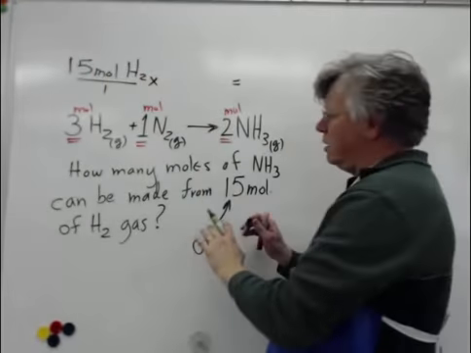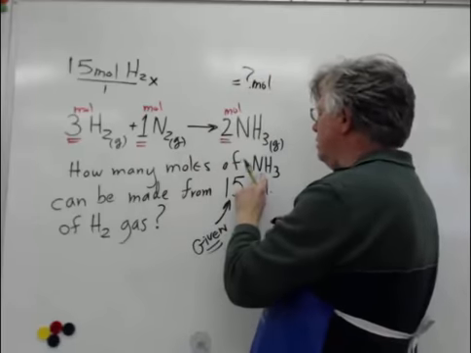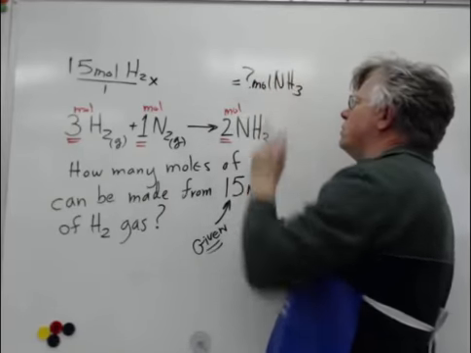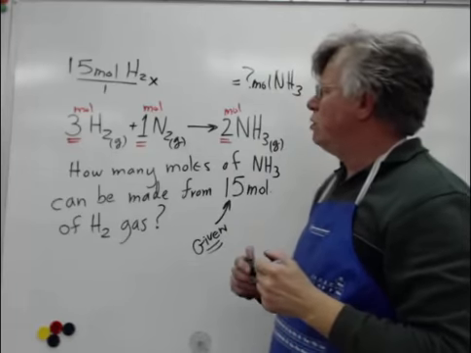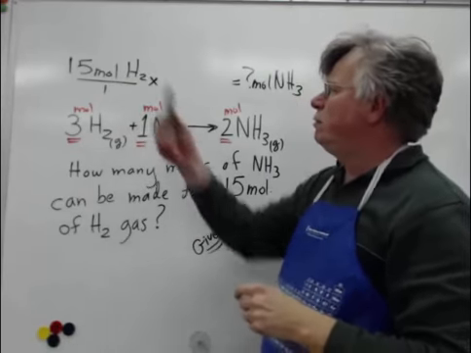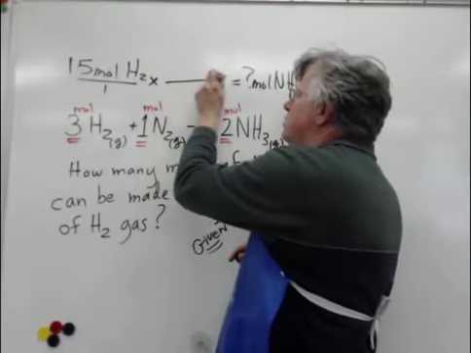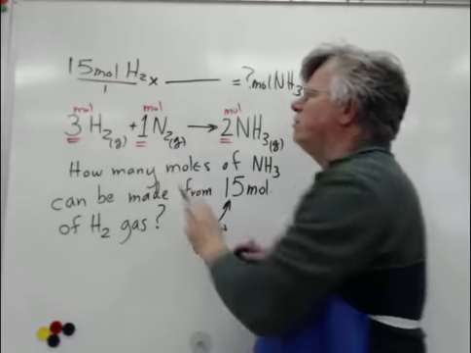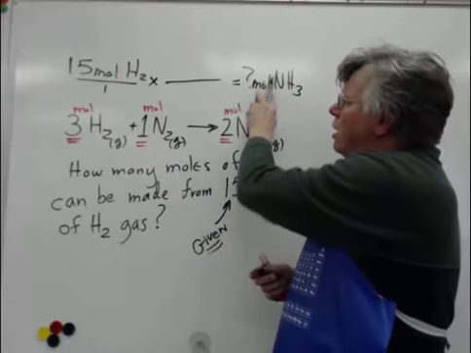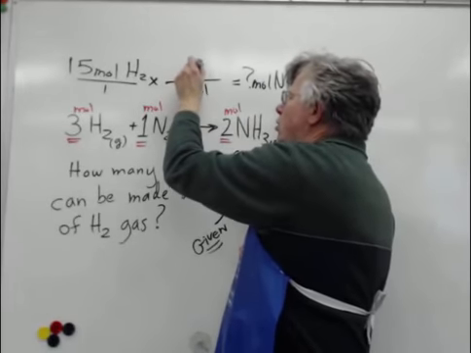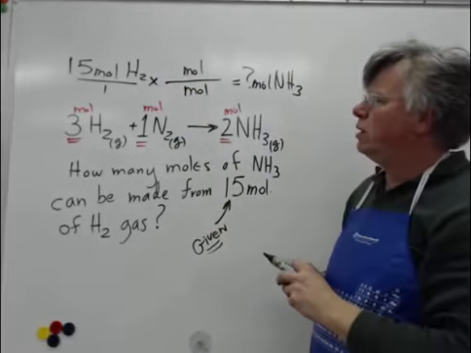How many moles of ammonia? Okay, so how many moles of ammonia can I make given 15 moles of hydrogen gas? Now again, I need to convert from moles of reactant to moles of product, meaning this is going to again be what's called the mole to mole ratio.